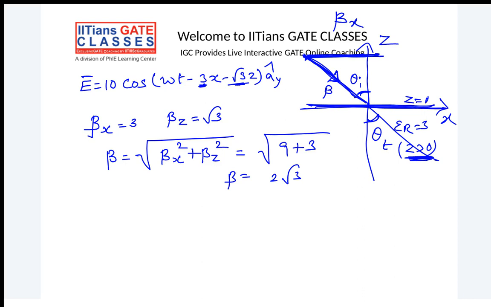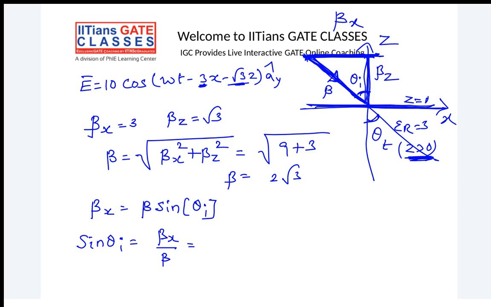You can see here, I can resolve this beta along x direction as well as the z direction. This is my beta z. So what is the condition you can say from that? By seeing this right angle triangle, how to write the value of beta x? Beta x can be written as beta times sine of theta because it is opposite. Agree? Yes, sir. So what is the value of sine theta in that case? Beta x divided by beta.